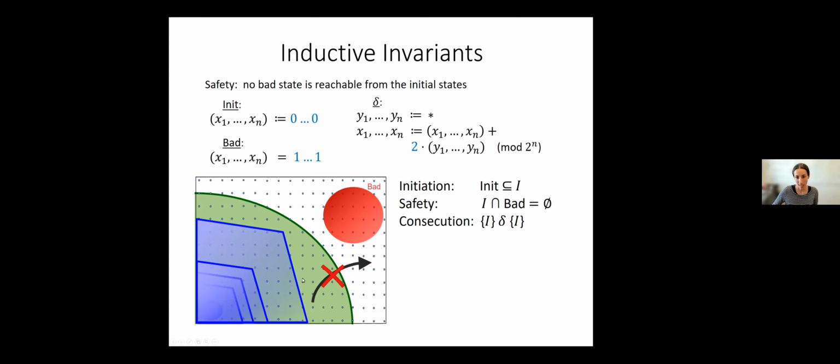And the reason why such an inductive invariant really helps us to verify safety is that if an invariant satisfies initiation and consecution, then it necessarily includes the set of reachable states, because the set of reachable states is the smallest set that includes the initial states and is closed under steps of the transition relation. So it includes the set of reachable states, and therefore, together with the safety property, the disjointness from bad, we know that the system is safe.